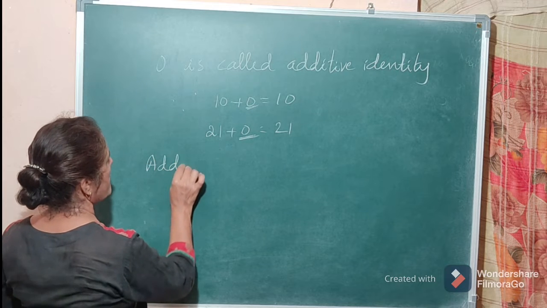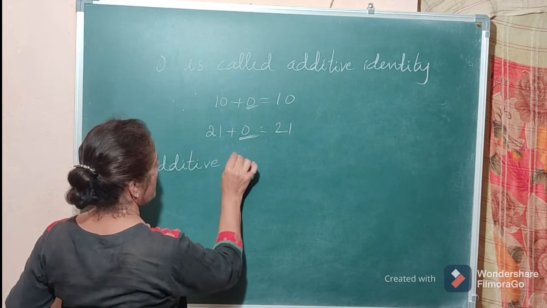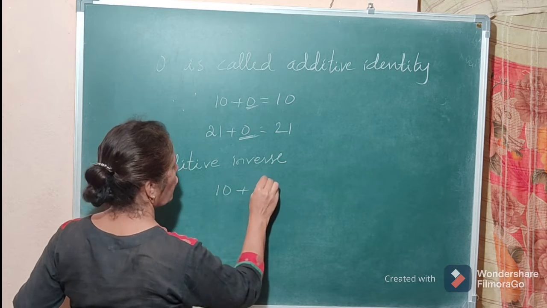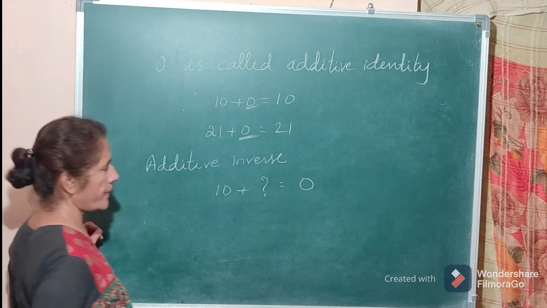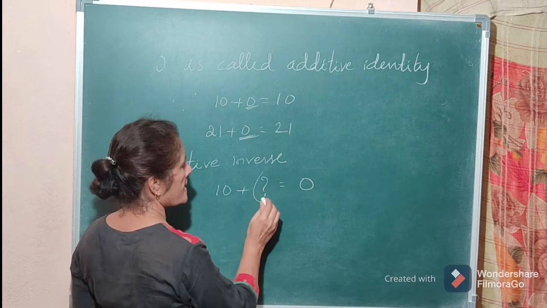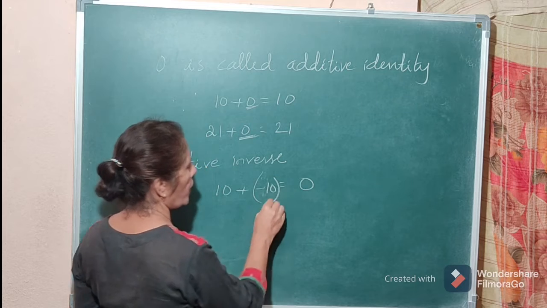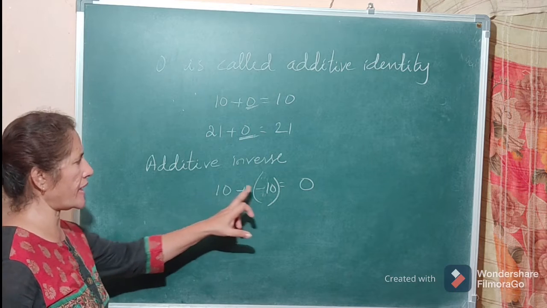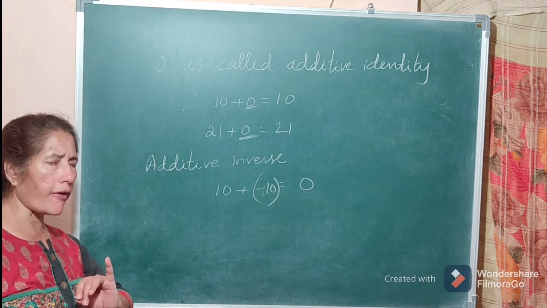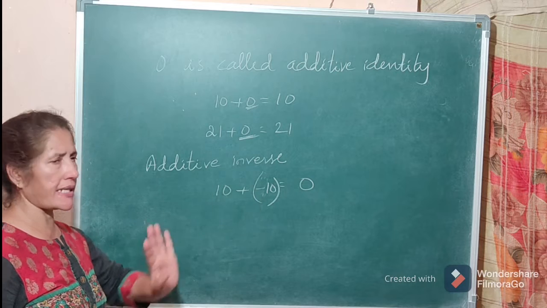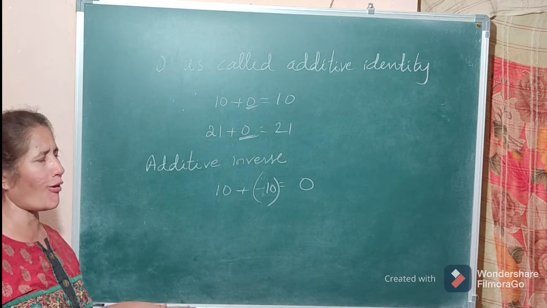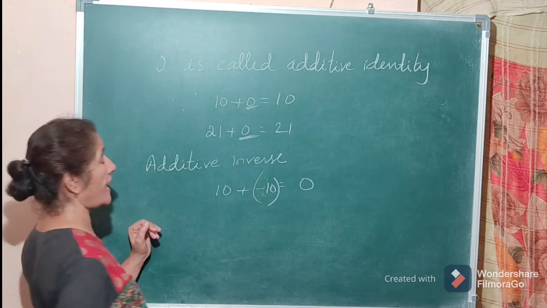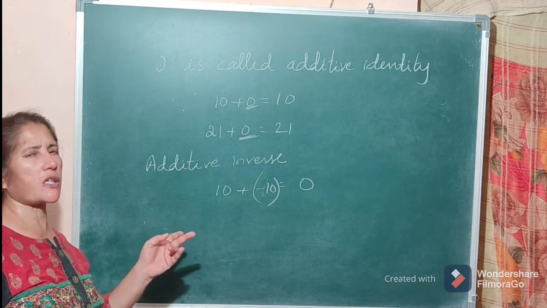Now, what is the additive inverse? 10 plus what is 0? 10 plus minus 10 is 0. Do you agree? I said whenever the signs are different, you have to subtract, 10 minus 10 is 0, and put the sign of the bigger number. So 0. So that is why minus 10 is called the additive inverse of 10.